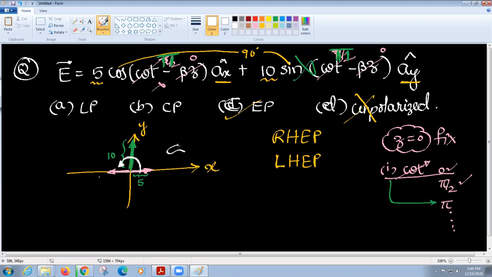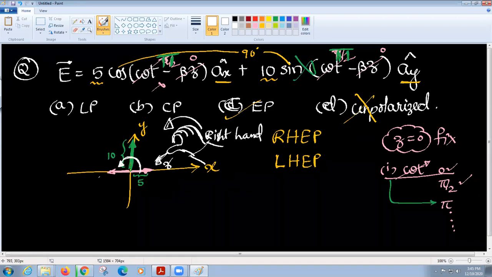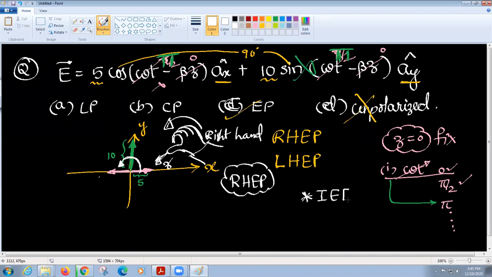Now we just follow IEEE convention. You take your right hand rule, and this is along say positive z axis, and this curl is what? This is your right hand, right? This is your right hand. So 10 is not equal to 5. So therefore you have right hand elliptical polarization. But physics community argue this and they say it is left hand elliptical polarization. But we follow one standard. Institute of Electrical and Electronic Engineers Society or community is this. Okay. So anyways, so this is simple.